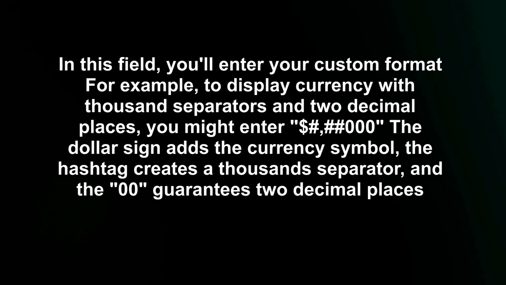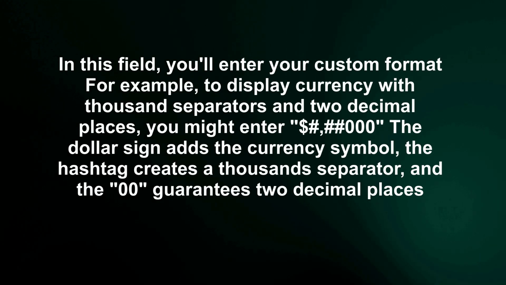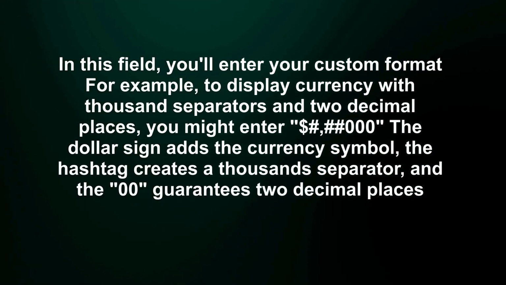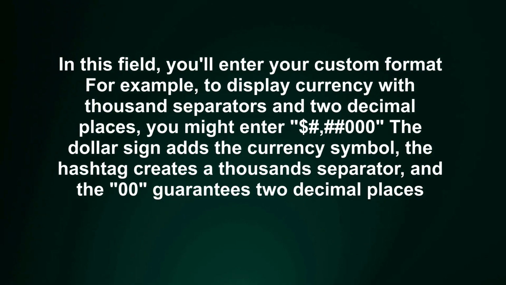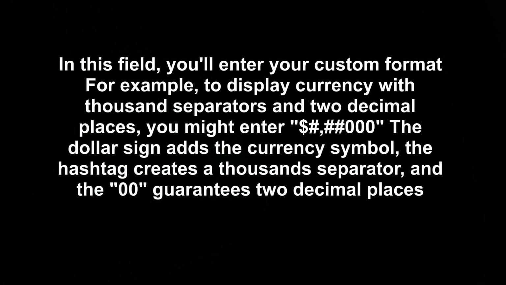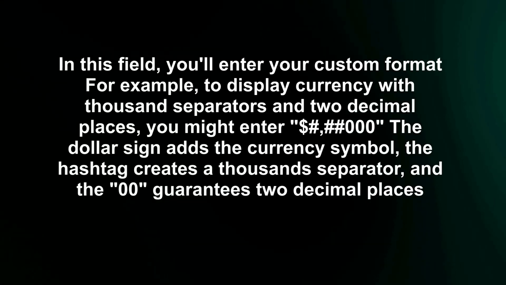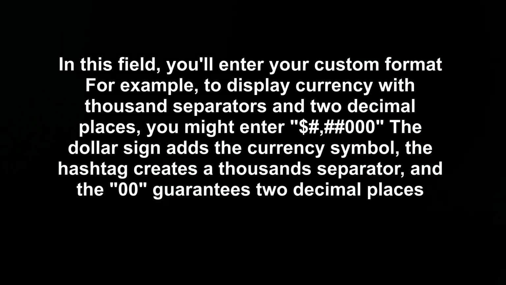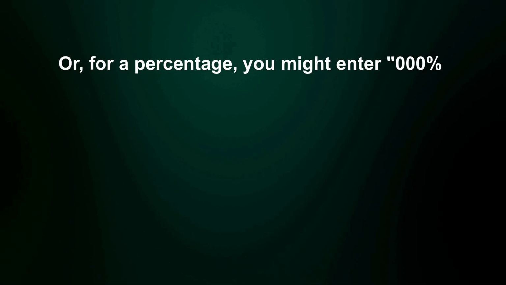In this field, you'll enter your custom format, for example, to display currency with 1000 separators and two decimal places. You might enter $#,##0.00. The $ sign adds the currency symbol, the hashtag creates a 1000 separator, and the 0 guarantees two decimal places. Or, for a percentage, you might enter 0%.